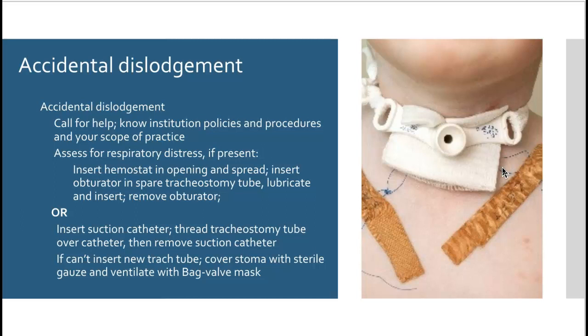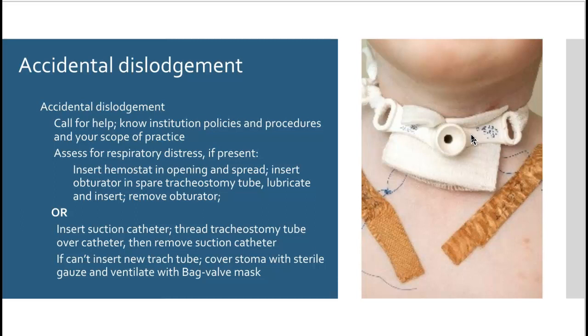If it does become accidentally dislodged, you're going to make sure that the patient is able to breathe. You can use hemostats in the opening to help spread the tissue to allow them to breathe. Call for help. If you have some help, you can put the obturator in that spare tracheostomy tube, lubricate it, put it back in place, and then remove the obturator. Or you can thread a suction catheter through the new tracheostomy tube, place the tube over the catheter, and then remove the suction catheter.